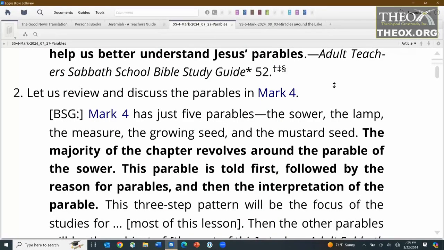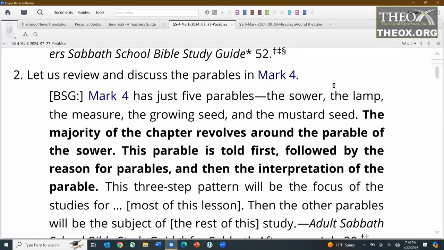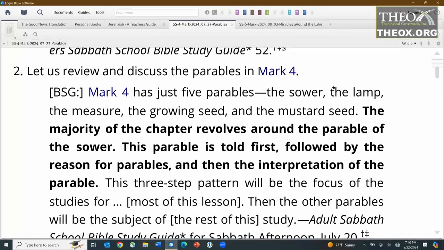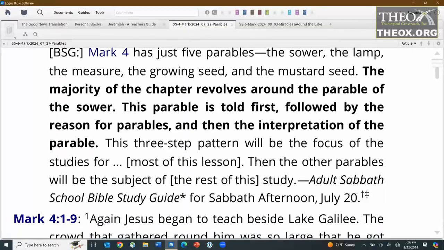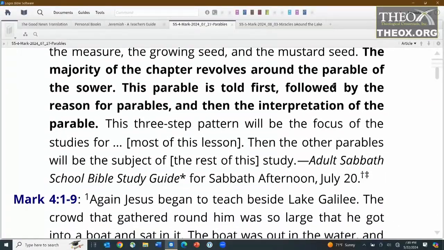So, let's start. Charles? Mark 4 has just 5 parables: the sower, the lamp, the measure, the growing seed, and the mustard seed. The majority of the chapter revolves around the parable of the sower. This parable is told first, followed by the reason for the parables, and then the interpretation of the parable. This three-step pattern will be the focus of the studies for most of the lesson. Then the other parables will be the subject of the rest of this study.